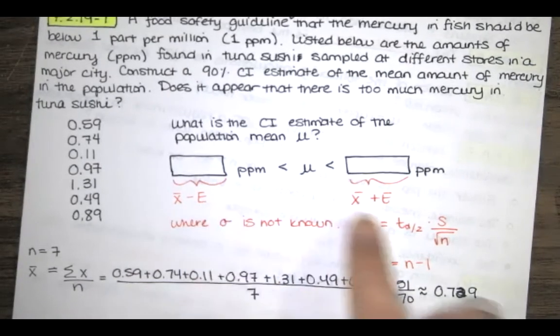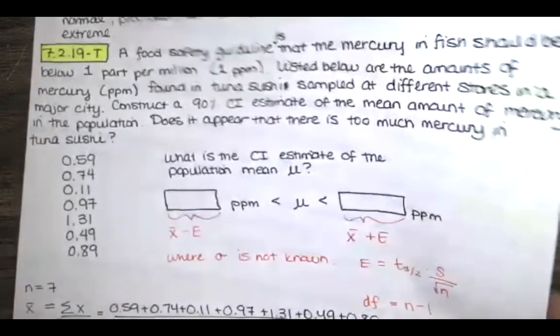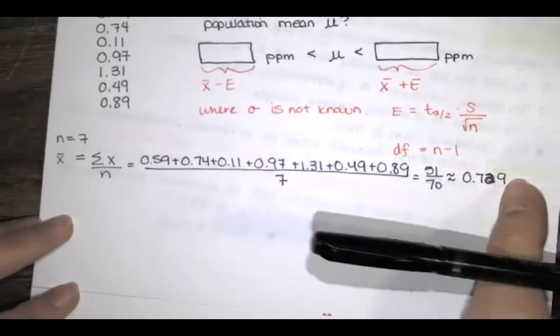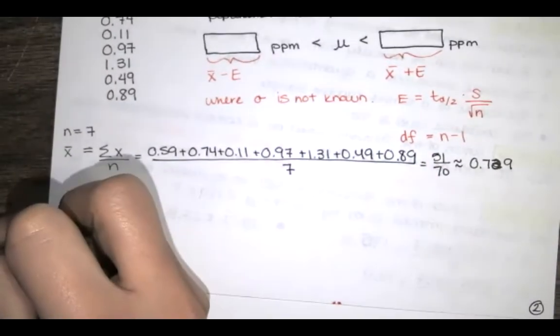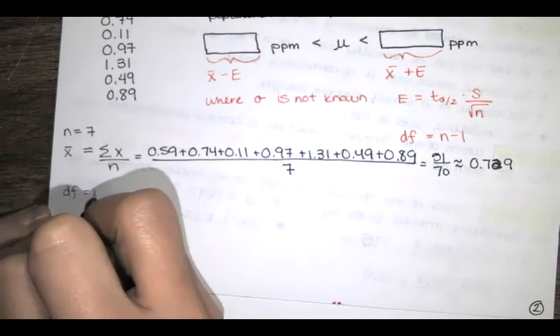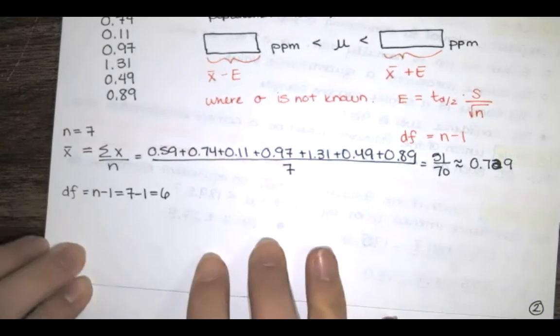Now we just need to find the error. In order to find the error, we need the sample standard deviation. The sample size is 7, that we know, and we need t sub alpha over 2, where our degrees of freedom are equal to n minus 1. So I think what I'll do next is find the t sub alpha over 2. Degrees of freedom are n minus 1, which is 7 minus 1 in this case, so that's 6.